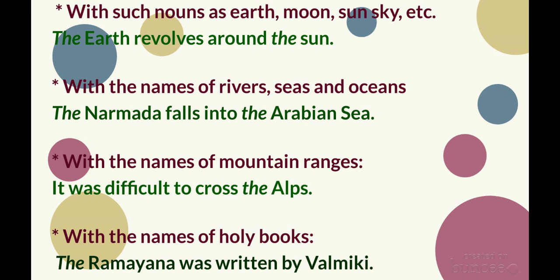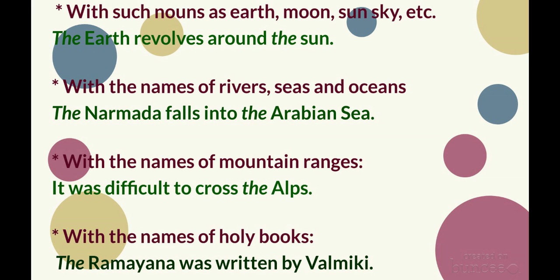Just like this, we use "the" with such nouns as earth, moon, sun, sky. For example, the earth revolves around the sun. We use "the" with the names of rivers, seas and oceans. For example, the Narmada, the river Narmada, falls into the Arabian Sea. We use "the" with the names of mountain ranges. For example, it was difficult to cross the Alps.